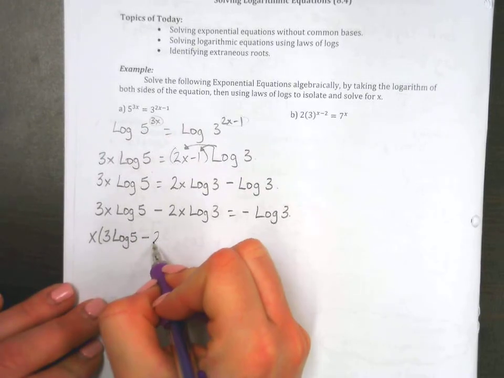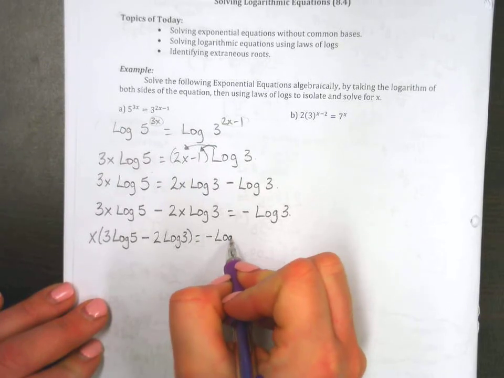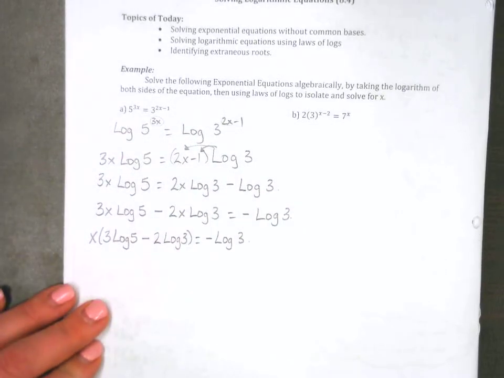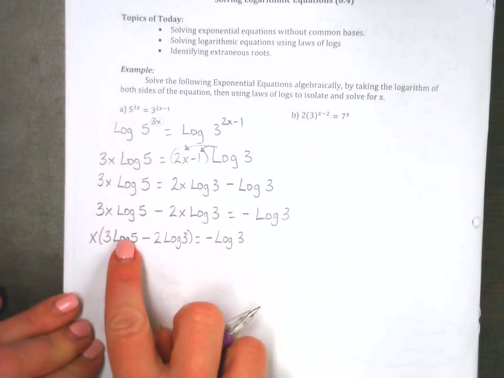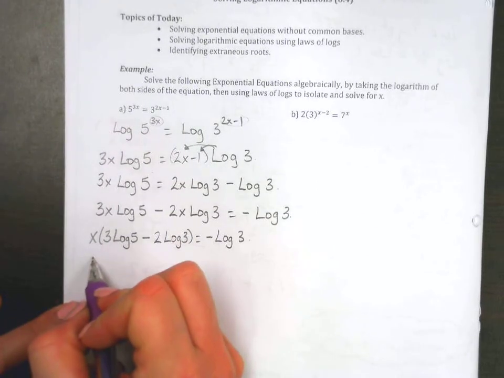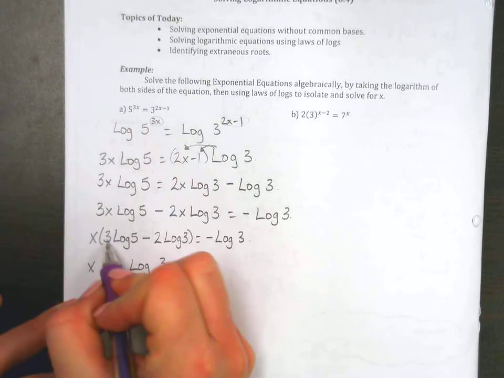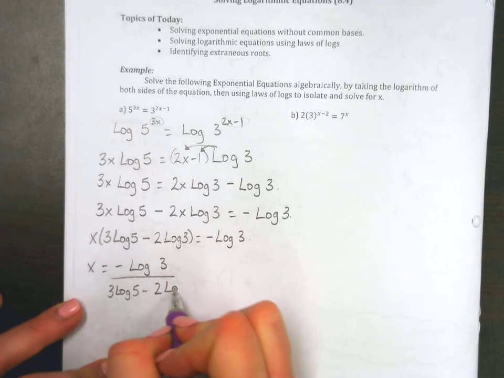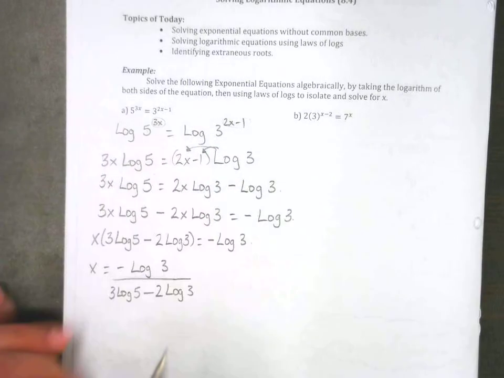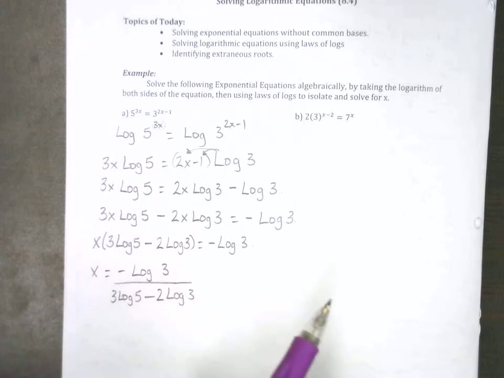My last step is I would now divide both sides by 3 log 5 minus 2 log 3. Now, depending on what type of question it is, at this point, if it was just asked to solve for x to the nearest 10th, then you could just type this value into your calculator. But the question might ask you to leave it in exact values, simplified as small as possible.